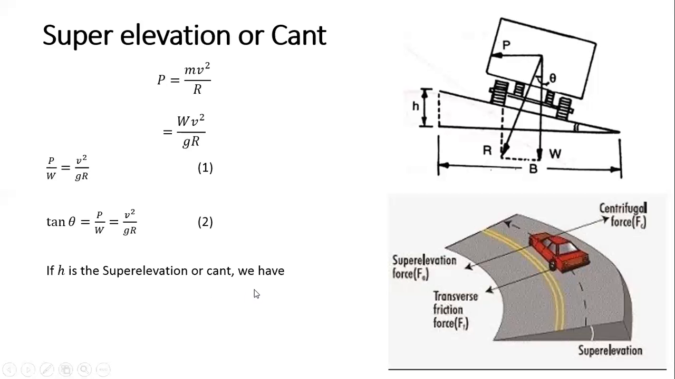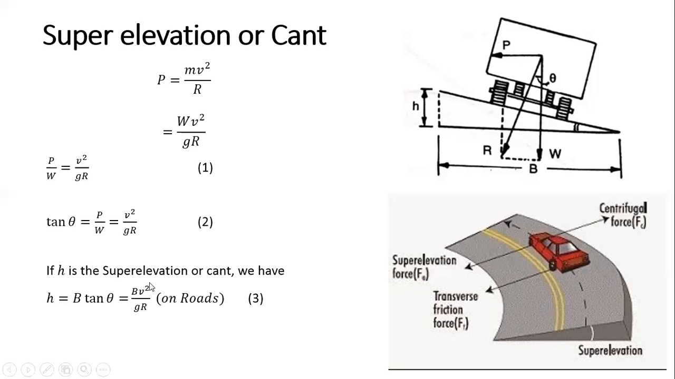Now, if H is the super elevation, this tan theta is nothing but H over B in this diagram. This is your H. So H is equal to B times tan theta. Here, in place of tan theta, I write V square over gR. So this is equal to B times V square over gR. This is the expression for calculation of super elevation on the roads. You have to put the design speed here, the value of R, and the width of the road. You will get the amount of super elevation.